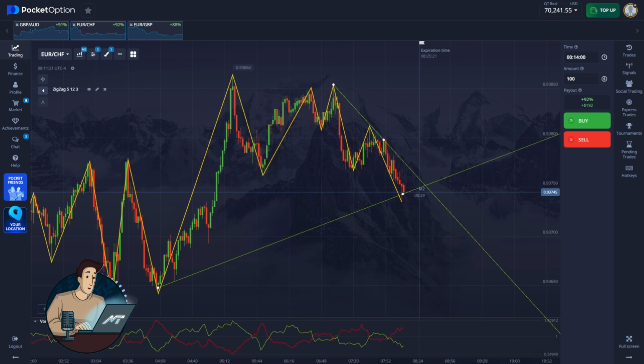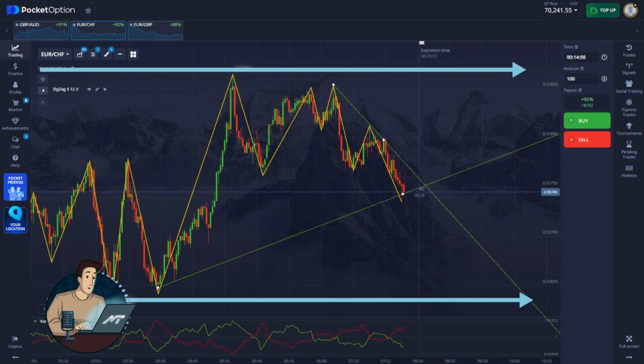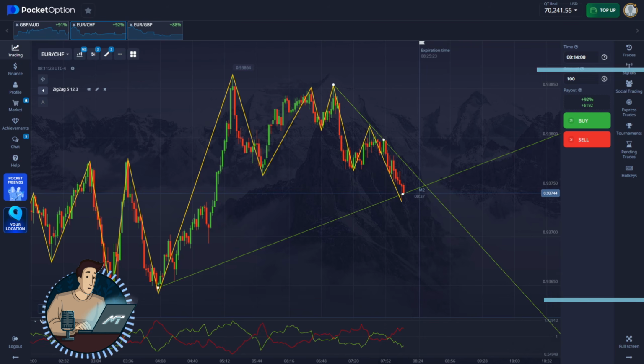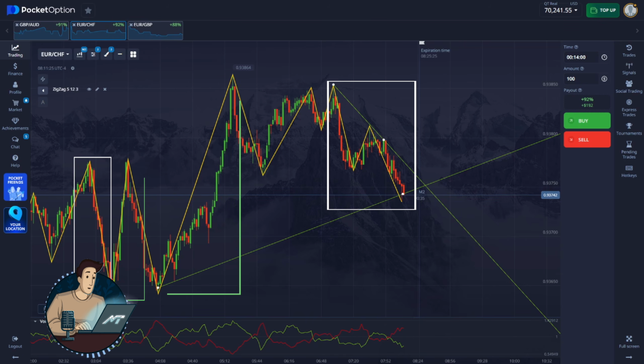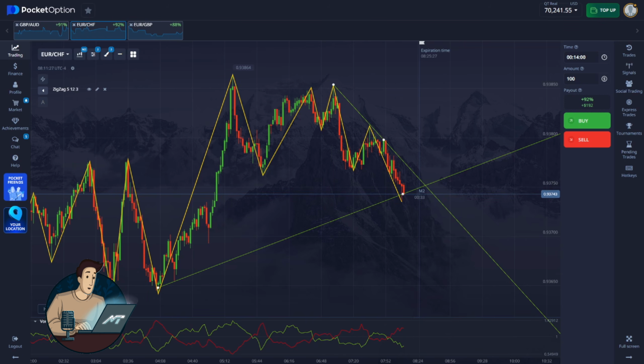Big picture, market's kinda sideways. No strong overall trend, but inside that range, we're getting these local impulses. Sharp moves up, sharp pullbacks down. That's good news. Means the market's alive. And in this kind of setup, you can grab short but strong moves.